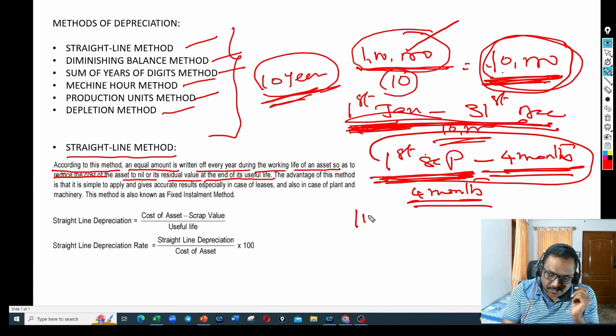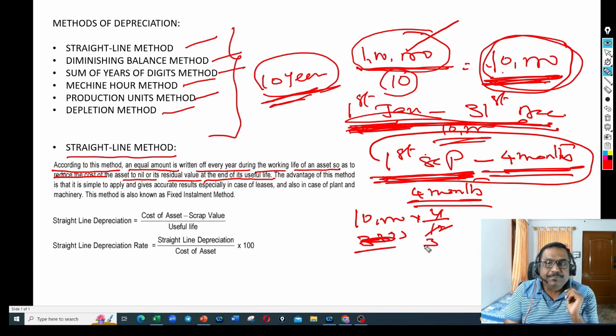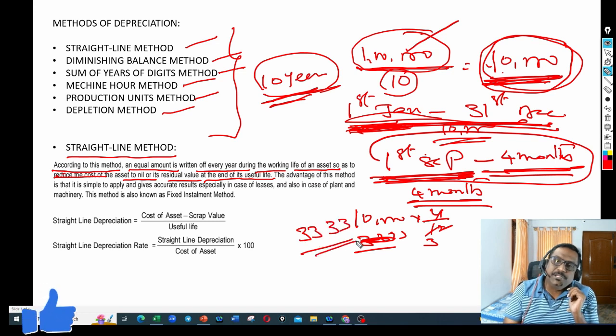So 10,000 into 4 by 12, so 3,333. That should be your depreciation.